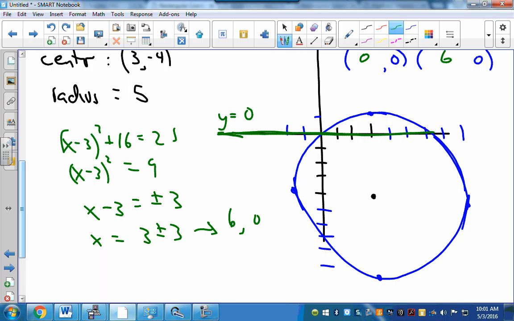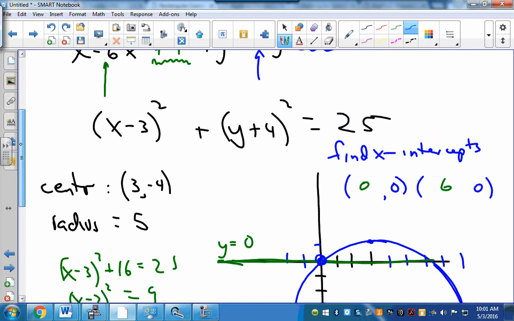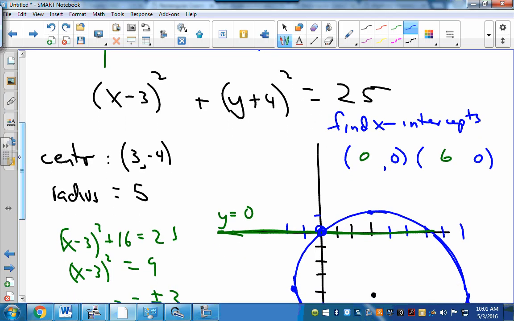Find the two y-intercepts. Go. Find the two y-intercepts. Y-intercepts. Again, go to your equation, make x 0. Find the y-intercepts, and you're good to go. Okay. Should have an answer pretty quickly.